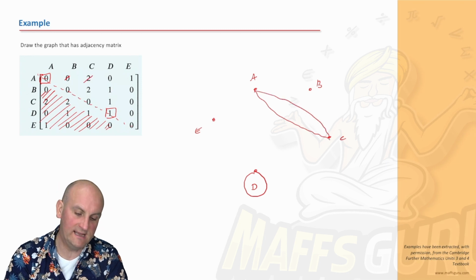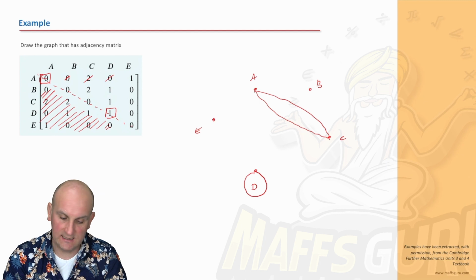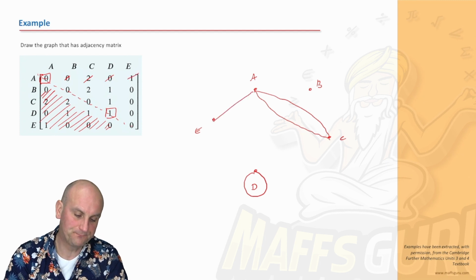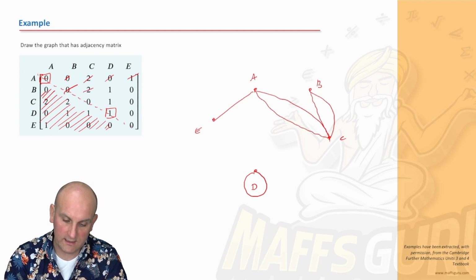Marvelous. There's my A to D, no connections. A to E, there's just 1 connection. Ka-ching. Right, B to B, no connections. B to C, there are 2 connections. So we'll do that. And we'll do that. B to C, 2 connections. B to D, there is 1 connection.